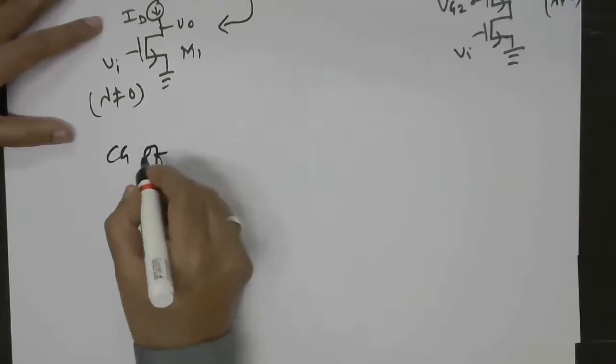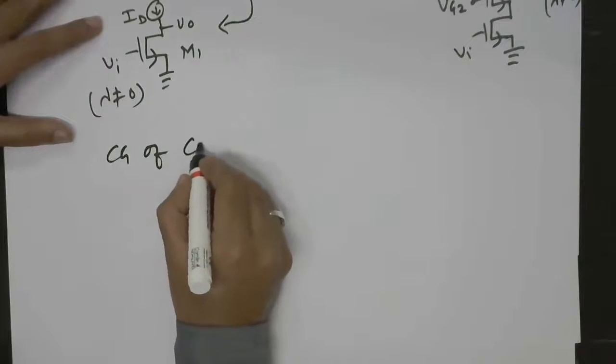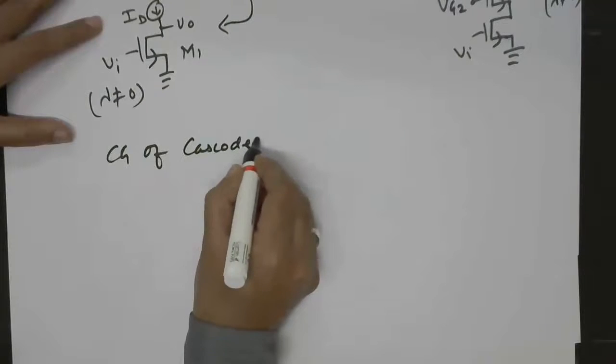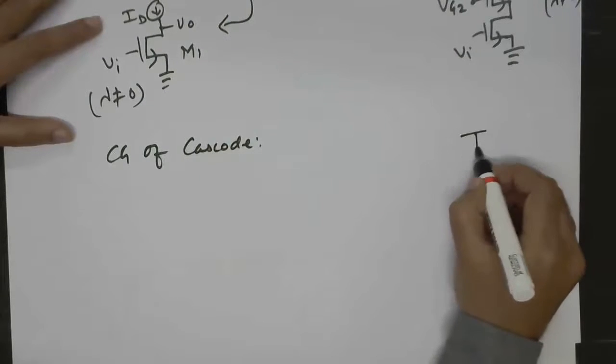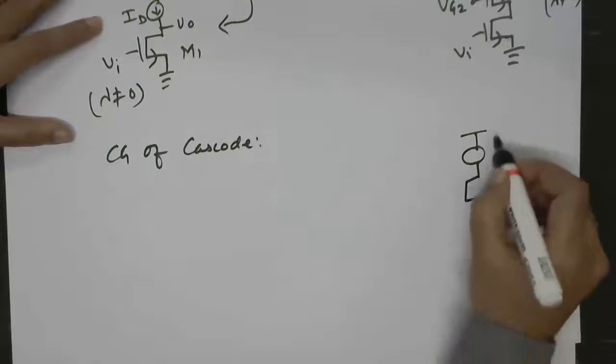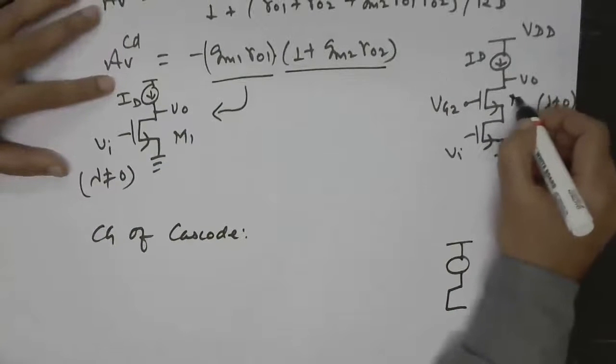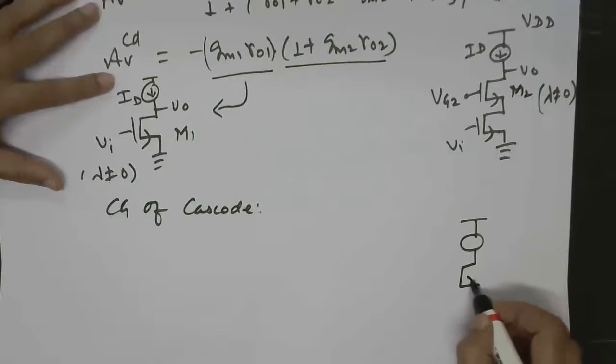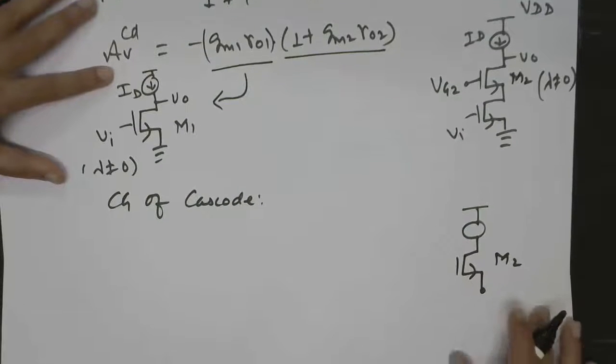CG of cascode. So the second MOS, this M2, will be having this scenario.